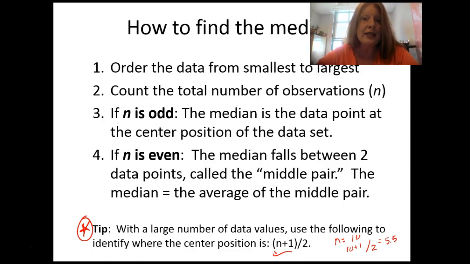So what that's telling you is that the median is in the 5.5 position if you've ordered the numbers from smallest to largest. So you would count into the center 1, 2, 3, 4, 5. And between values 5 and 6, that's where your median is. And so since this is an even number, you know that that means you're going to average the values in positions 5 and 6 to get your overall median.